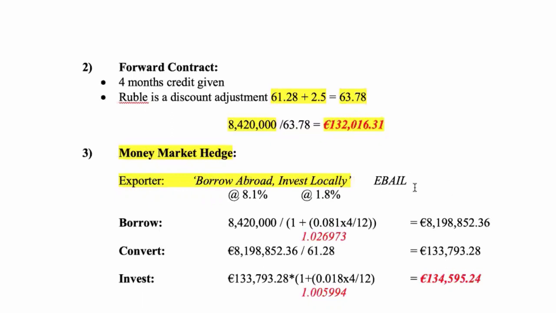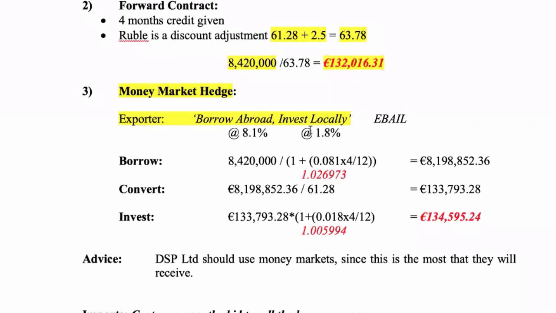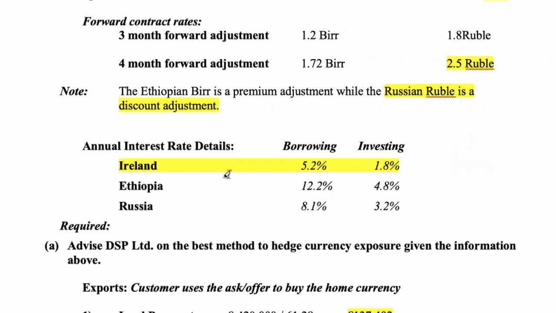E-B-A-I-L. So again, have that ready for you when you're doing this. You need to note all these. I want to see this on your paper, okay? Borrow abroad, invest locally. I have percentages here, 8.1% and 1.8%. Let's go back to see where I actually got these. This is available in the question. So you have these interest rates here.